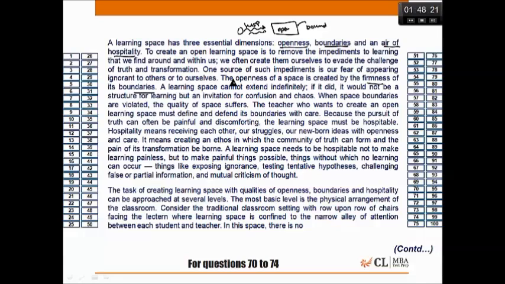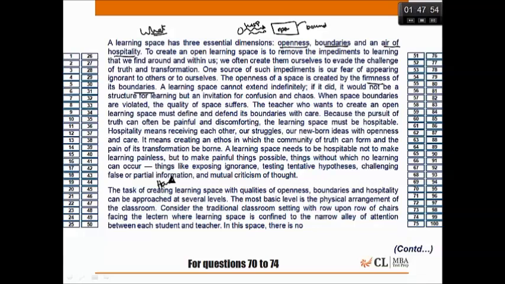levels. Okay, now he's talking about what, and here he's going to talk about how he's going to do it. Okay, the task of creating learning space with qualities of openness, boundaries, and hospitality can be approached at several levels. The basic level is the physical arrangement of the classroom. Consider the traditional classroom setting with row upon row of chairs facing the lectern, where learning space is confined to the narrow alley of attention between each student.